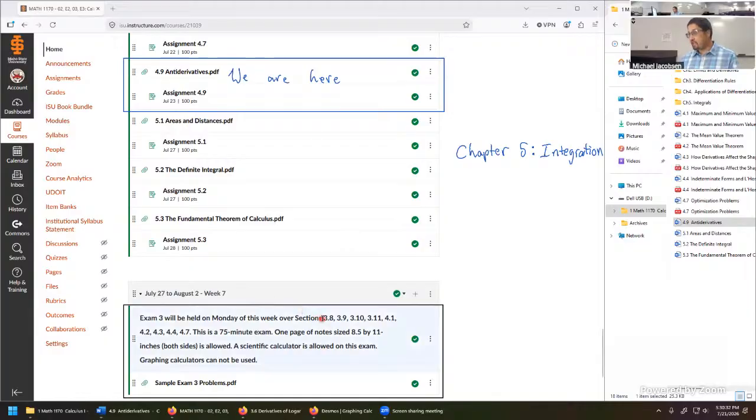Like we mentioned just last class, the best way to get prepared for this exam, just like all the others, is to be fully caught up on all the homework sections. And this one is going up to section 4.7, the one that we finalized last class.